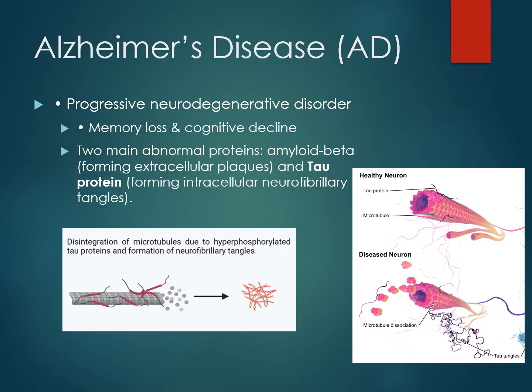So here I have attached two figures which I found in research papers. According to the researchers, in the diseased neuron, the microtubules get dissociated due to the tangled tau protein. This is due to the hyperphosphorylated tau protein. By hyperphosphorylated, it means a chemical modification where too many phosphate groups are attached to the protein.